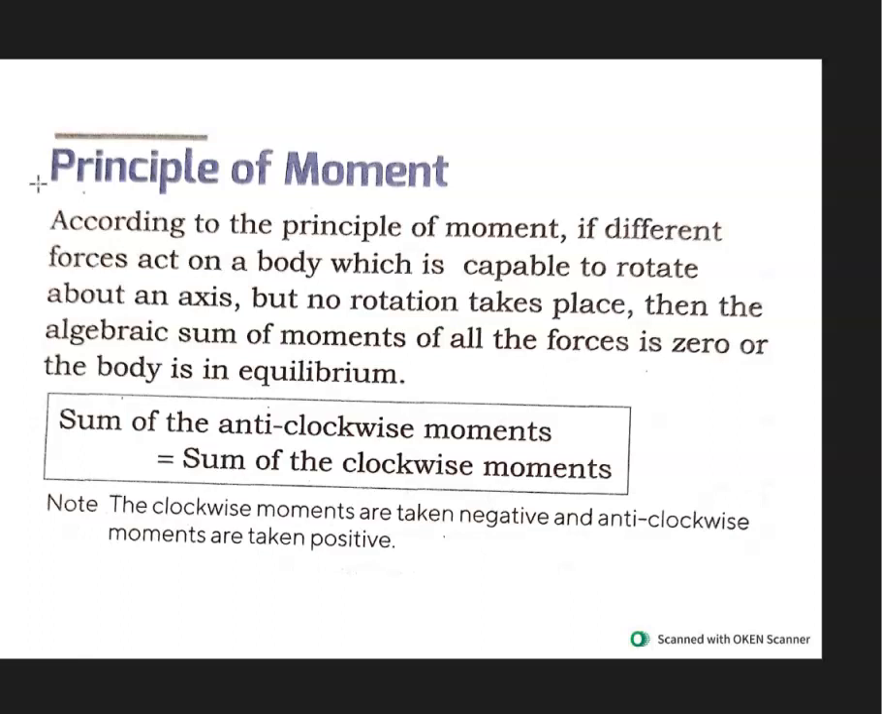But say if there are a number of forces acting, instead of one force acting on the left and one force acting on the right, there are two forces acting on the left and say three forces acting on the right, then the sum total of all the left hand side moments of forces should be equal to the sum total of all the right hand side moments. And in that case, if the sum of all anticlockwise moments is equal to the sum of all clockwise moments, then the object will be in equilibrium. We are going to use the principle of moments when we solve the numericals.